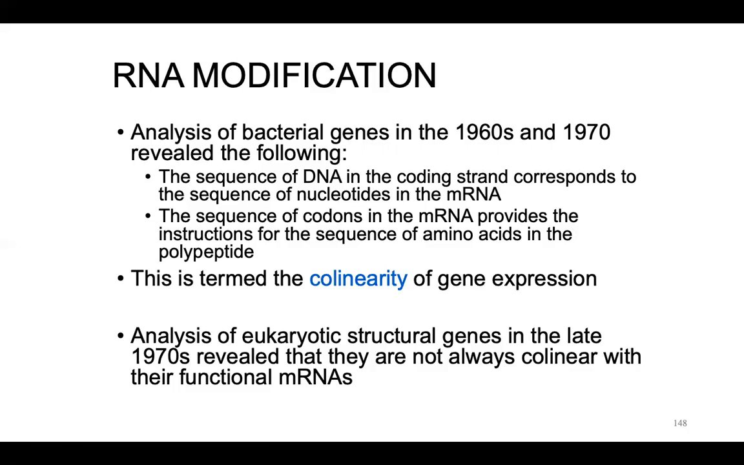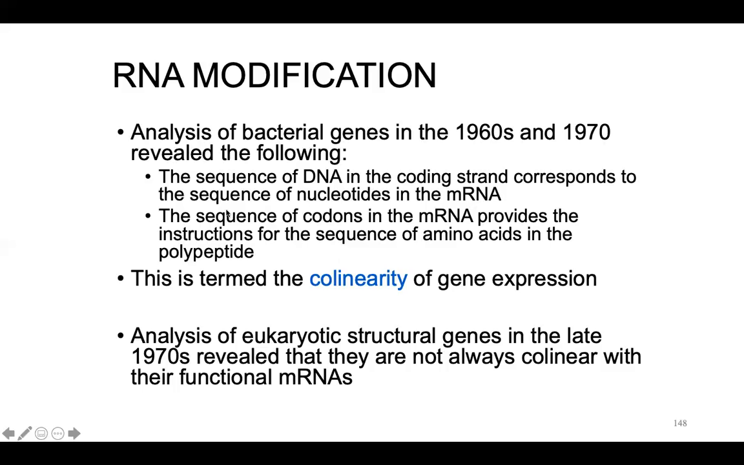Analysis of bacterial genes in the 1960s and 1970s revealed the following. The sequence of DNA in the coding strand corresponds to the sequence of nucleotides in the mRNA. So this is for the bacteria. The sequence of codons in mRNA provides the instructions for the sequence of amino acids in the peptide. And this is termed collinearity of gene expression. So there is collinearity of gene expression for bacterial genes because the sequence of DNA is actually the same as that of the mRNA that is produced.